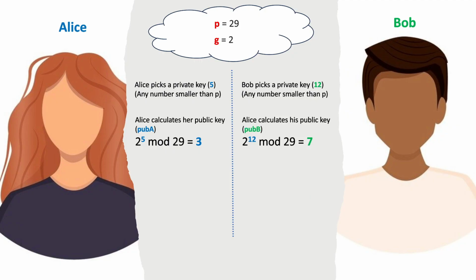Now Bob does the same thing. G to the power of his private key, 12, mod 29, and Bob gets 7. So now we've got 3 and 7 as our two public keys. These are then exchanged.